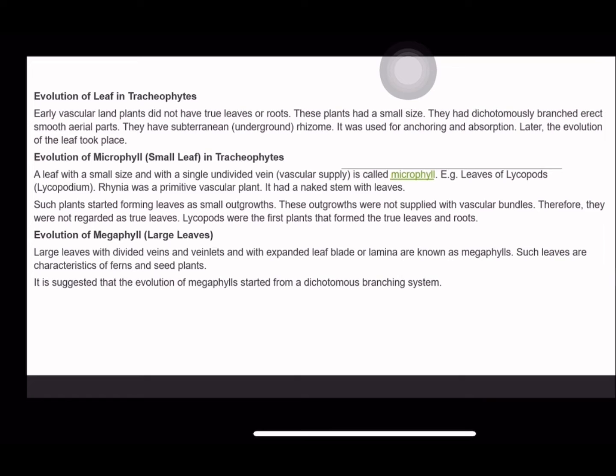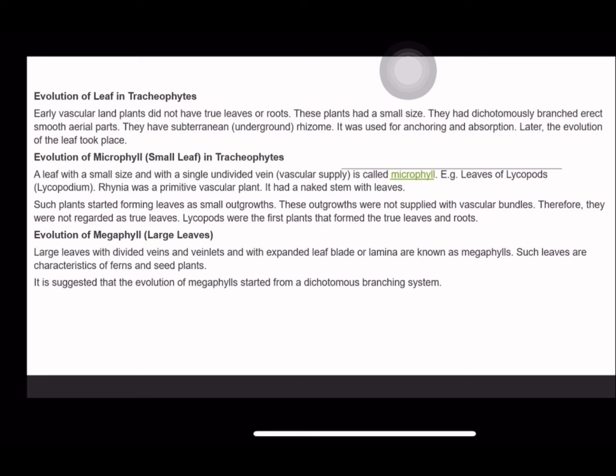Evolution of microphylls, small leaves in Tracheophyta. A leaf with a small size and a single undivided vein of vascular supply is called a microphyll, for example the leaf of lycopods or Lycopodium. Rhynia was a primitive vascular plant. It has a naked stem without leaves. Such plants started forming small outgrowths. These outgrowths were not supplied with vascular bundles, therefore they were not regarded as true leaves. Lycopods were the first plants that formed true leaves and roots.